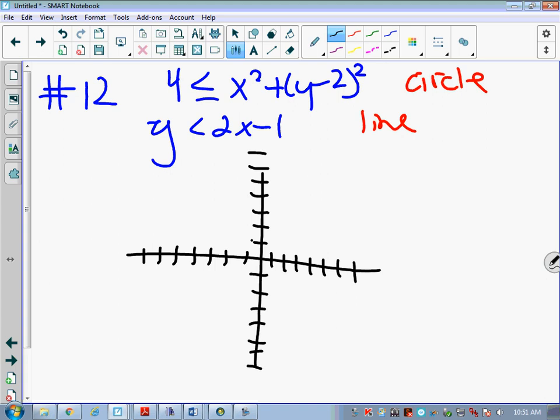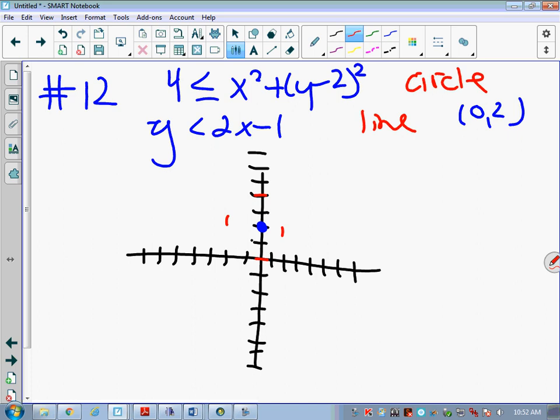Okay, so based upon our top row, our circle equation, the center of the circle is going to be what? 0, 2. Okay, because the x has nothing there. That tells me 2, so we're going to go up 2. What is the radius of the circle based upon the equation? 2.